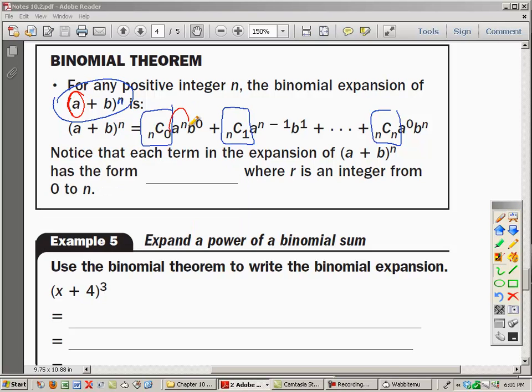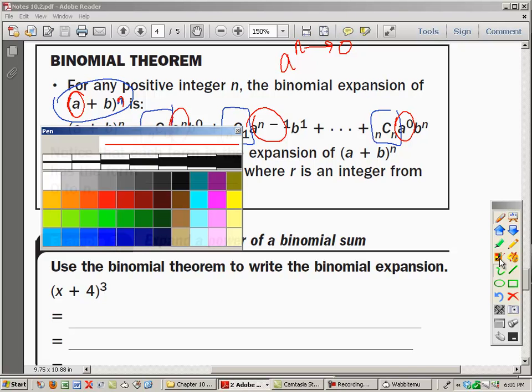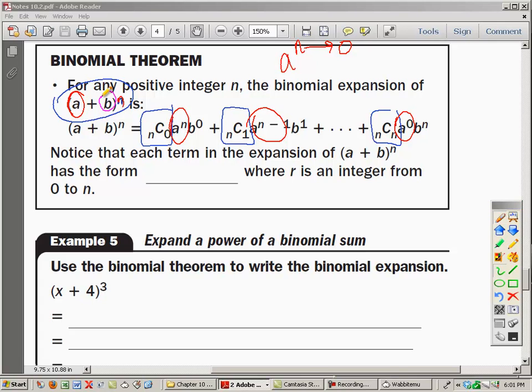Take a look at the powers of this first term. This first term, we take a to whatever my power is, and then a to the n minus 1, and then a to the n minus 2, n minus 3, all the way down until we get to a to the 0. So my powers of a go to 0. So we start at n and we go to 0. All right. My powers on b, you'll see this is b to the n.